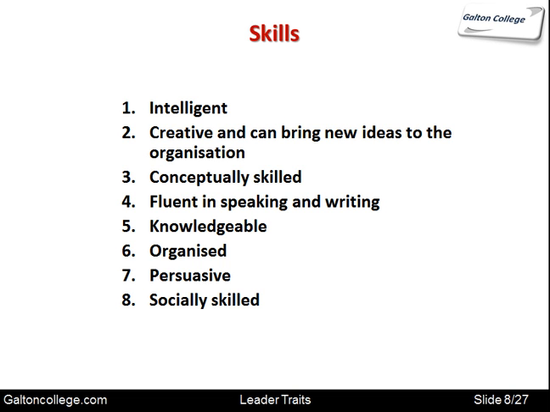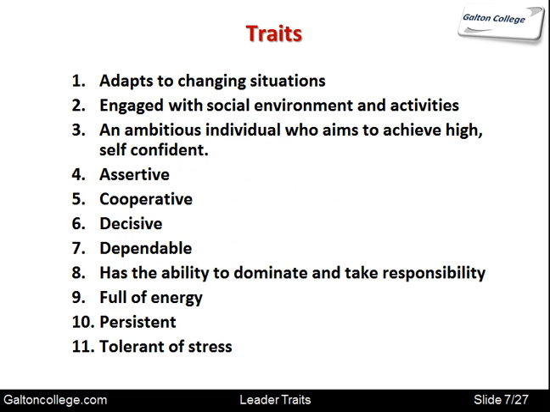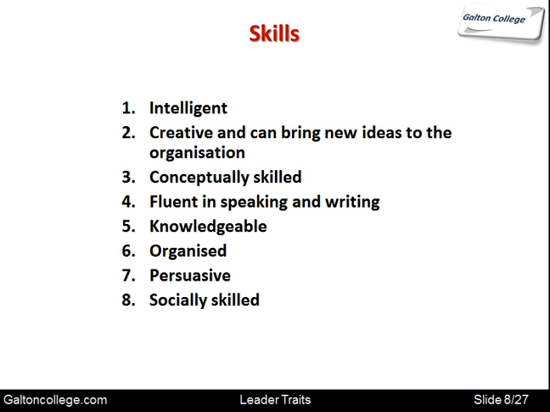So what Stogdill did in 1974 was to set out the traits and the skills of leaders. But the list of traits and the list of skills, as you have seen, is quite long. If you go back to traits, it was 11 identified, and skills a further 8. But which of these are most important?